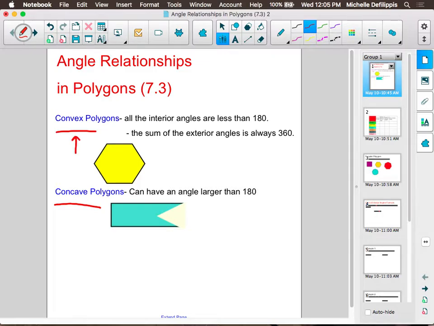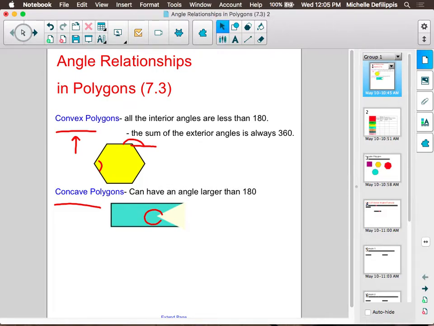So these are the ones where all the interior angles are less than 180 each, and the sum of the exterior angles will always add up to 360. Remember, the exterior angles were there. These were the interior. In terms of concave polygons, they can have an interior angle larger than 180. If you take a look at this, you can see that that angle is more than 180. So today we're going to focus on the convex polygons.